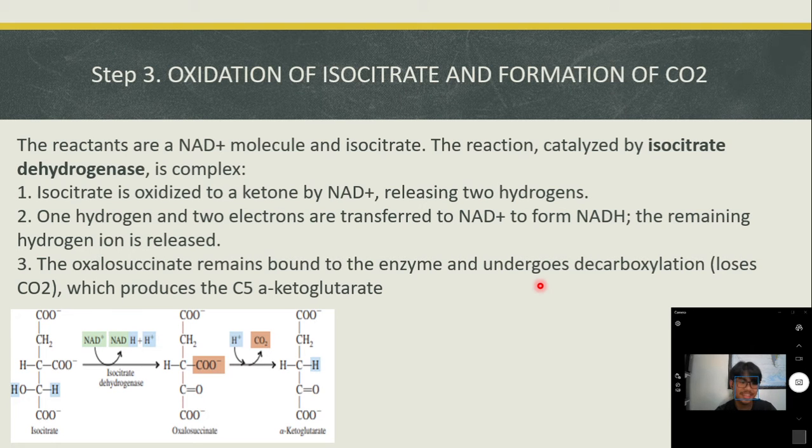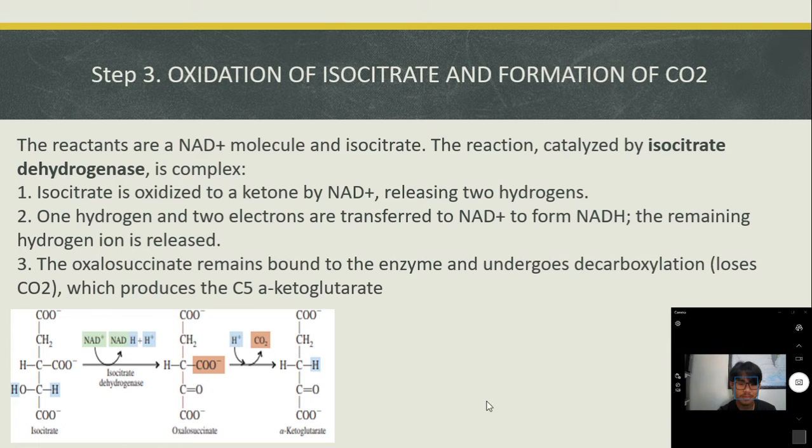Step 3 is the oxidation of isocitrate and the formation of carbon dioxide, or CO2. The reactants are NAD+, the nicotinamide adenine dinucleotide molecule, and the isocitrate. The reaction is catalyzed by isocitrate dehydrogenase.